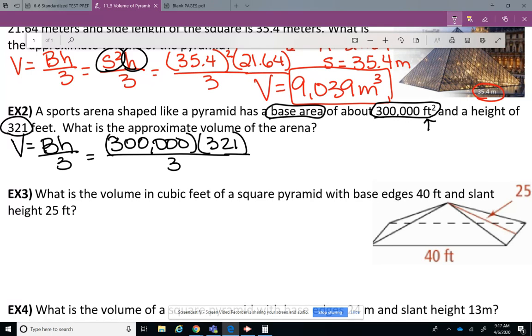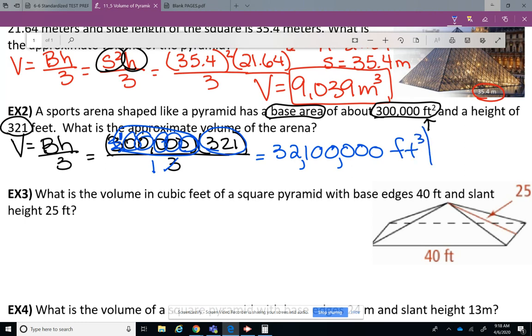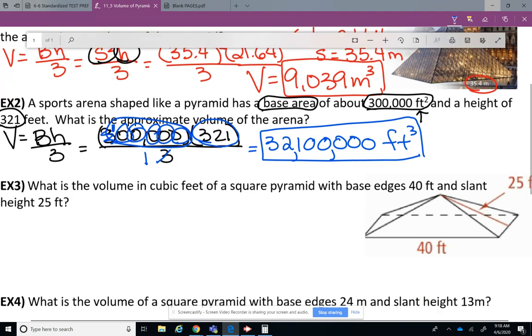Now, you could go ahead and do this if you wanted to. 3 goes into 3 once, and 3 goes into 300,000 100,000 times. And then you can multiply the 100,000 times the 321, which means you're going to add 1, 2, 3, 4, 5 zeros. So we have 32,100,000 cubic feet will be our volume. All right, so we did the volume of 2 different pyramids.